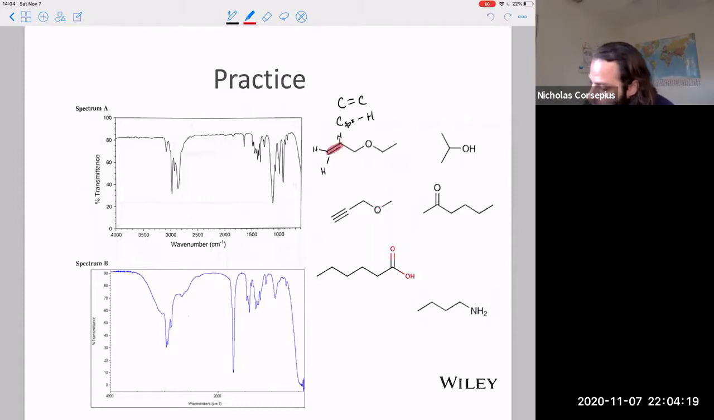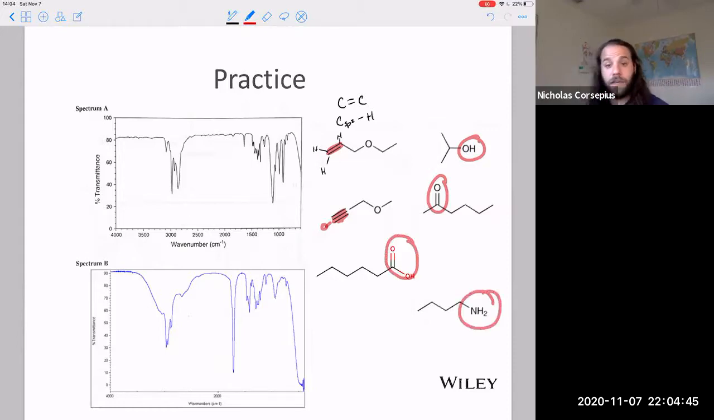All right, so similar for this one, we're going to be looking for an alcohol peak. Here we're going to be looking for this carbon-carbon triple bond. As well, we have this terminal hydrogen that we can look for. Here we have a carbonyl, that nice sharp carbonyl group. Here we have a carboxylic acid and a primary amine. So these are going to be the functional group patterns we're hoping to spot. Okay.